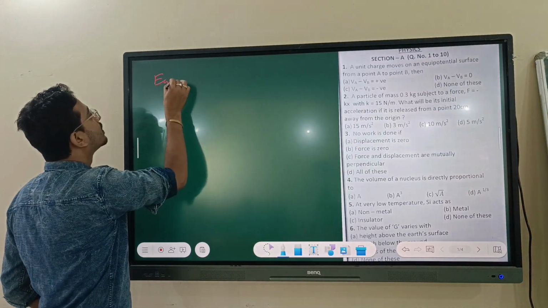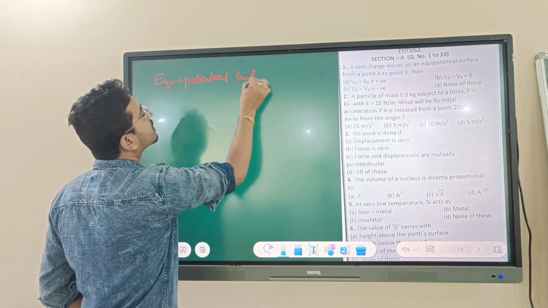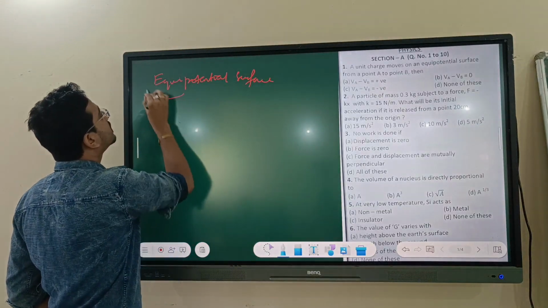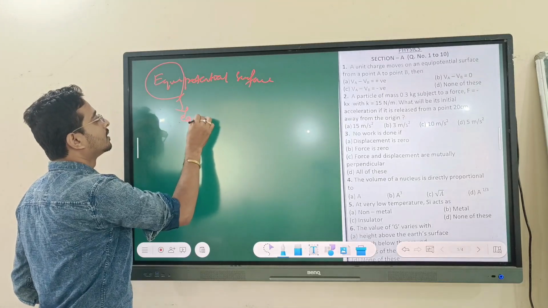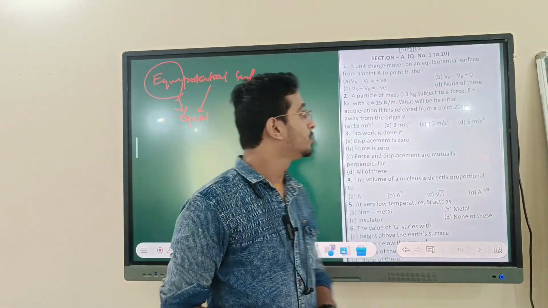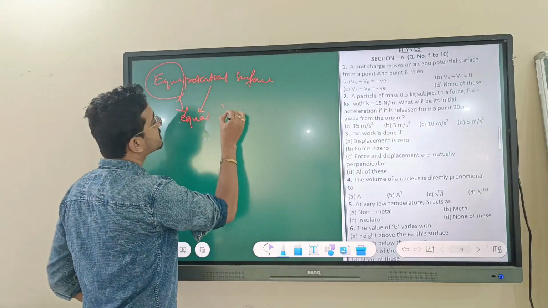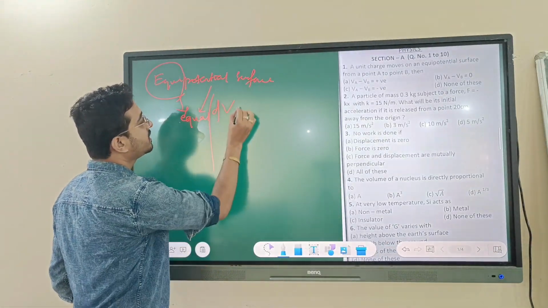Equipotential surface. Here I can see EQ, it means equal potential, meaning there will be no potential difference between two surfaces. Equipotential surface means there will be no potential difference, that means the potential difference, represented by dV, will be equal to 0.